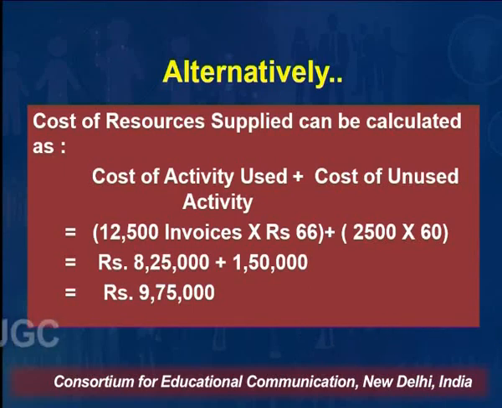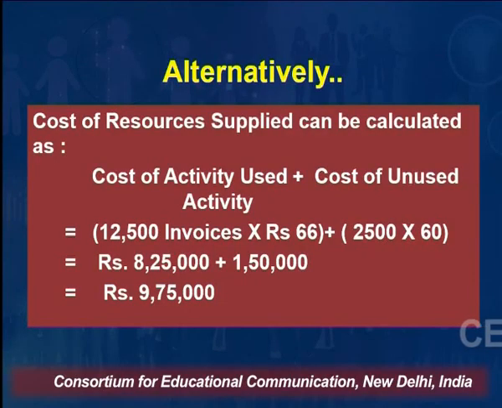If you remember, in the previous point we went as per the rate, and here we are doing the calculation like this. We took 12,500 invoices, and since these invoices have been processed, both fixed and variable costs have been incurred. So we multiply with rupees 66 to arrive at this cost, which comes to be 8,25,000. And for the remaining 2,500, we multiply with rupees 60, because only 60 rupees is being incurred, the reason being that it is fixed cost. So we multiplied 2,500 into 60 and arrived at a value of 1,50,000.